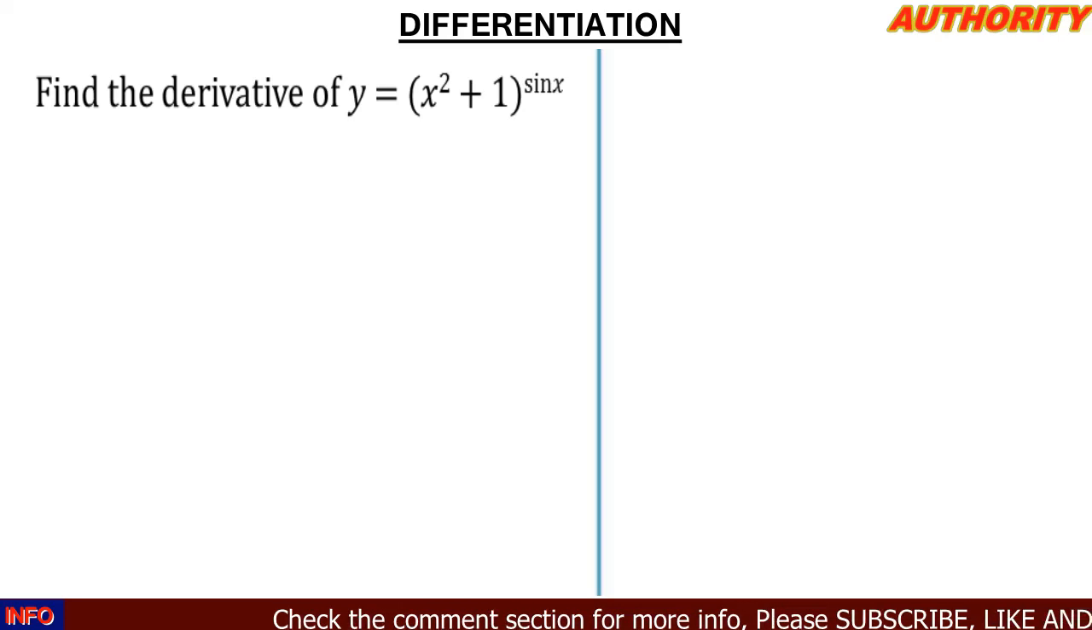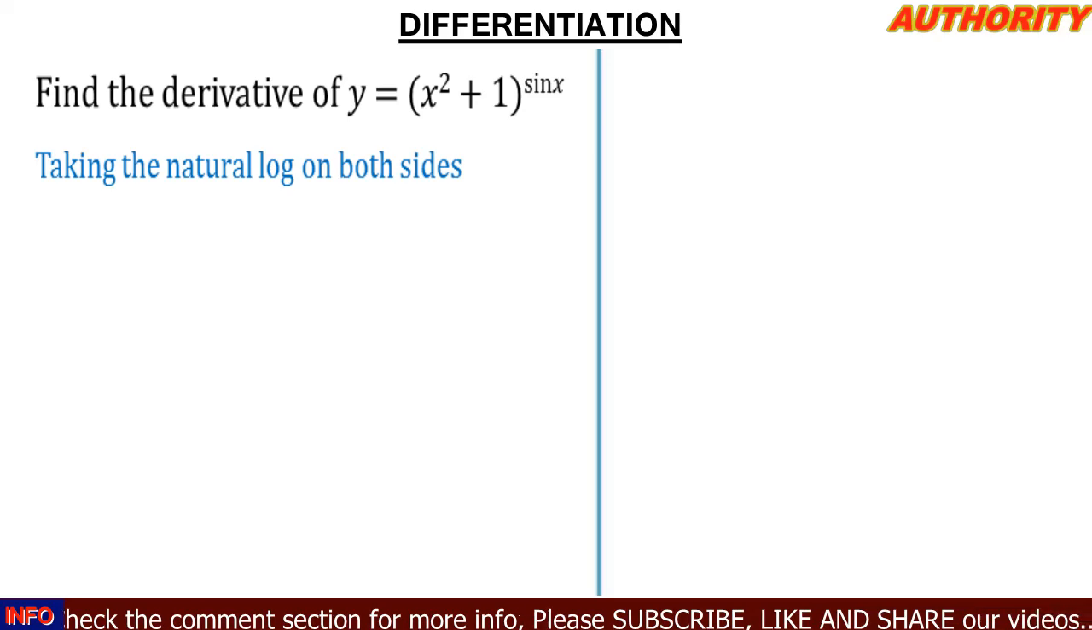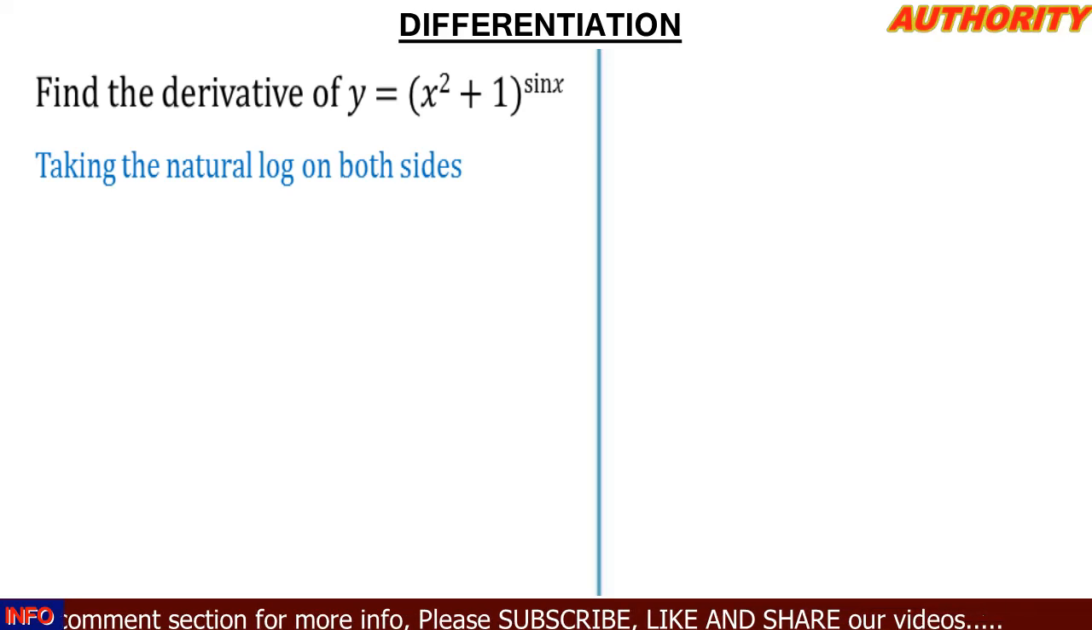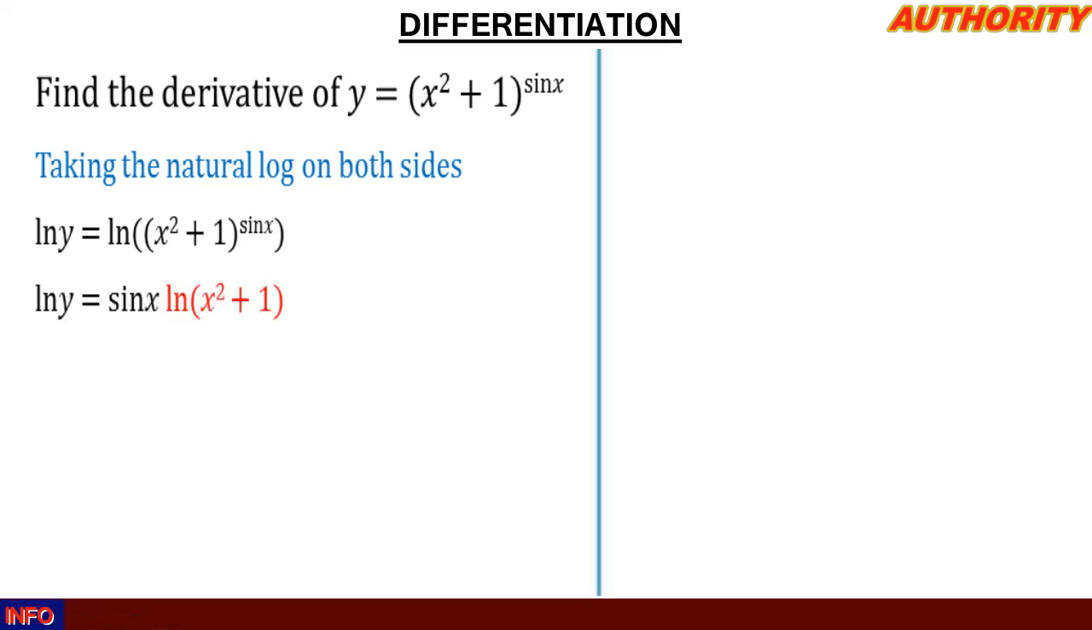Now the first step, we are going to take the natural log on both sides, that is the ln on both sides. So taking the ln of both sides, we are going to have ln y is equal to ln (x squared plus 1) to the power sine x. Going with the law of logarithm, the power can be brought down, so it will come in front of the ln. Here we're going to have ln y is equal to sine x ln (x squared plus 1).